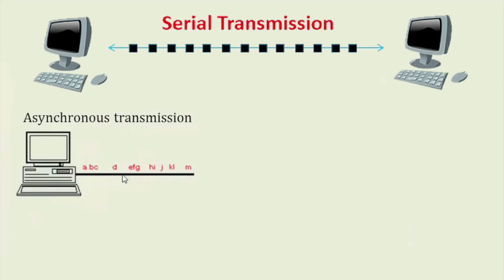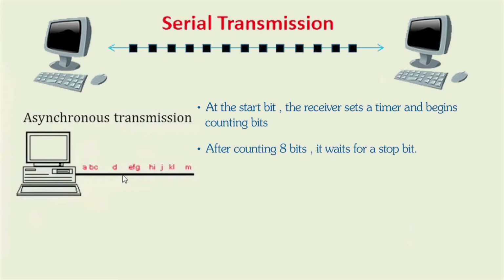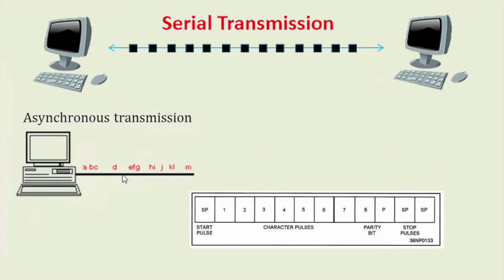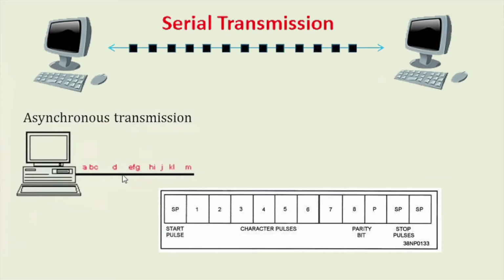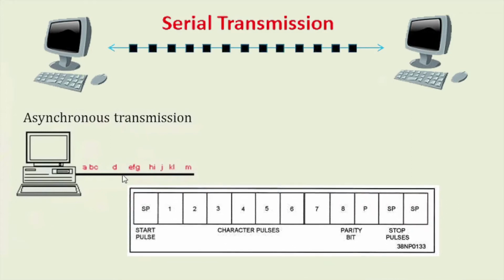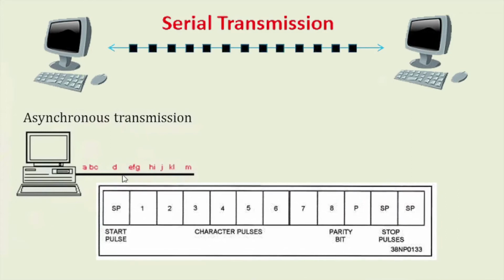I have given you an example, but here everything is written. At the start bit, the receiver sets a timer and begins counting bits. After counting 8 bits, it waits for a stop bit. After receiving a stop bit, it waits for another start bit of the next byte. So this way they are both getting synchronized with each other. Now this diagram basically explains how asynchronous transmission takes place.